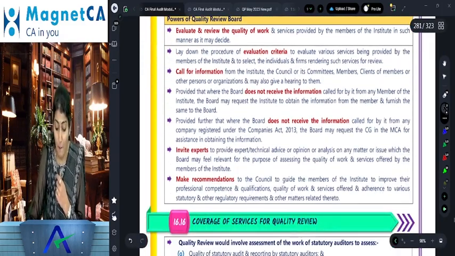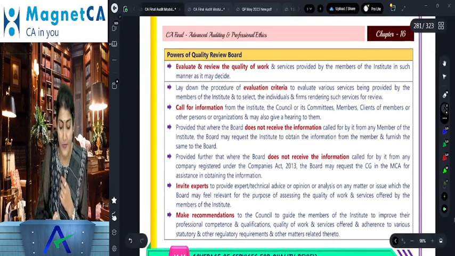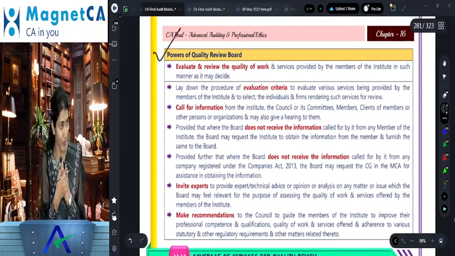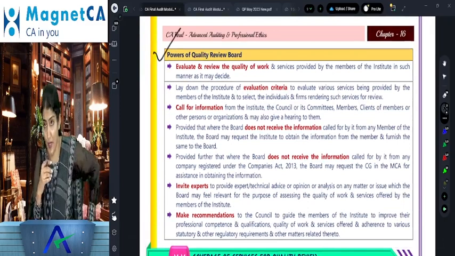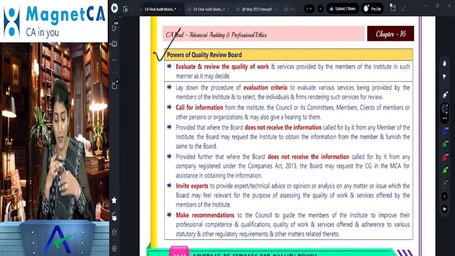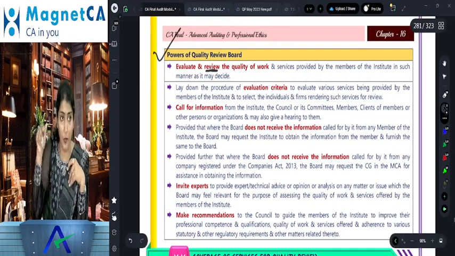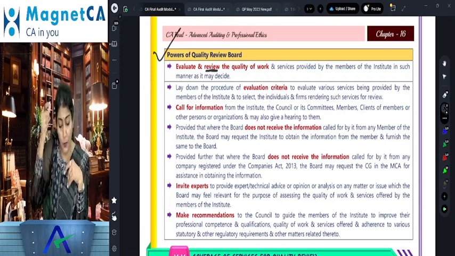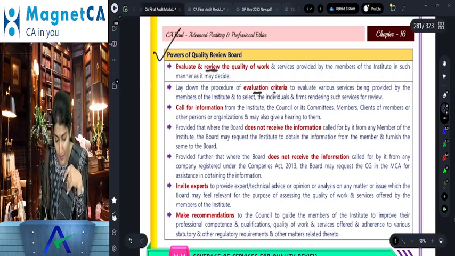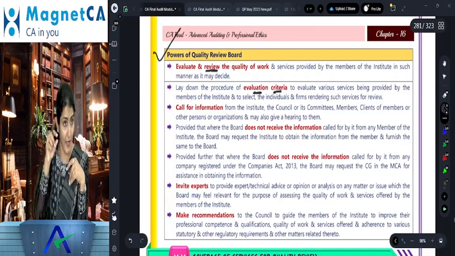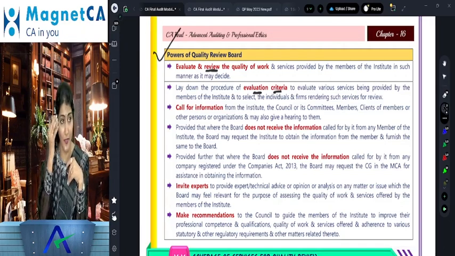Okay, then the powers of the QRB. They asked a case study from this one. Right, the powers of the QRB. So what are the powers of the QRB? They can evaluate and review the quality of the work. To review the work, they need a criteria. So they will lay down a criteria. Okay, when we can say you have done a good audit.